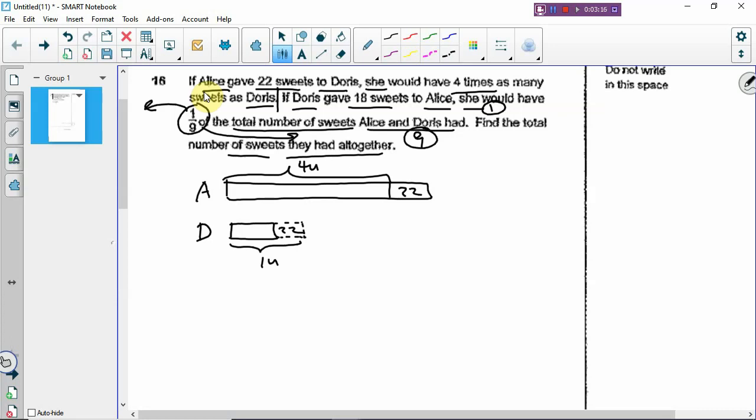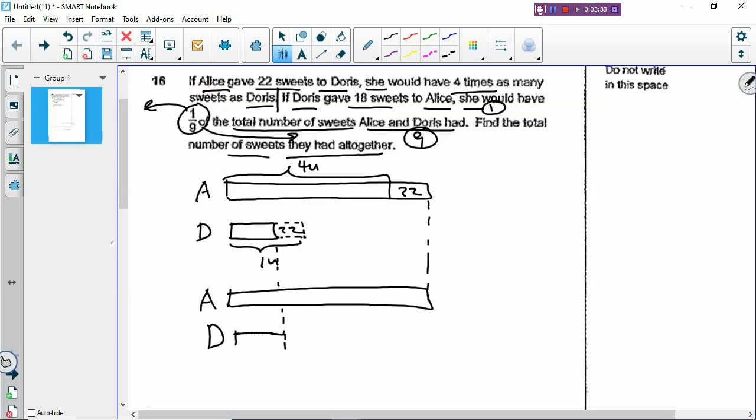Alright, now the word if tells you that it hasn't happened yet. So there's a second if, which means that it hasn't happened yet. So Alice would still have the same number at first. Right? So I use a dotted line to help me to draw her rectangle, which is still the same. And Doris, dotted line to draw her rectangle, which is still the same at first, right before she gets 22, right? Still the same. If means it hasn't happened yet.